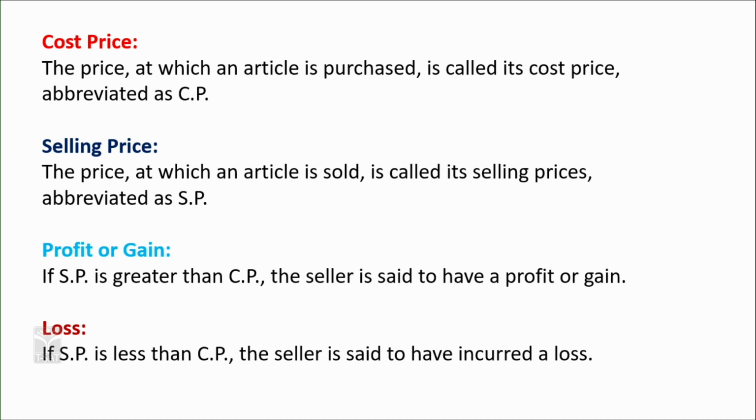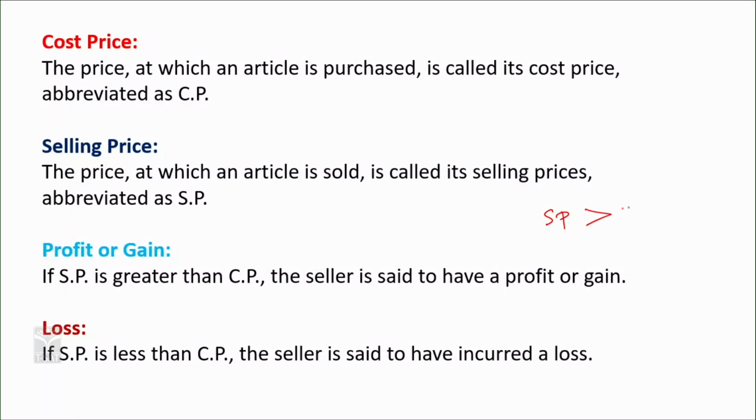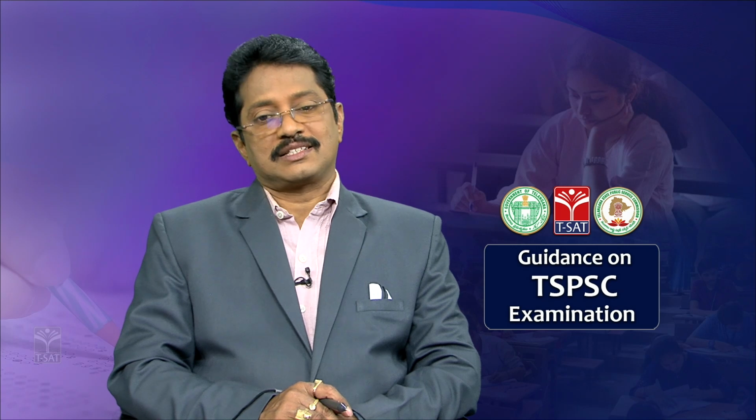And the next one is profit or gain. Just now I stated that if the selling price is greater than the cost price, that is more than, greater than, higher than, you can use different words, but when the selling price is more than the cost price, SP is greater than CP, then you will get gain or profit. Okay. If the selling price is less than the cost price, then the seller is said to have incurred a loss.